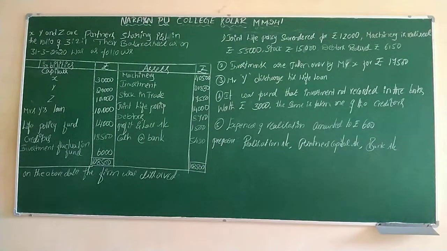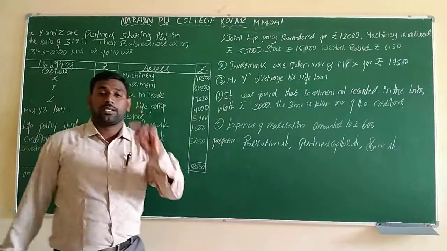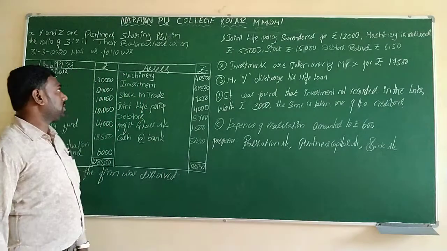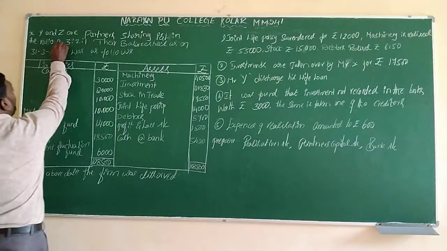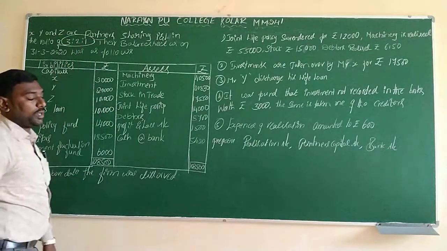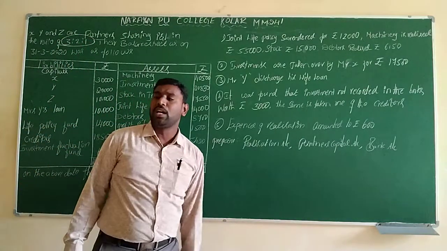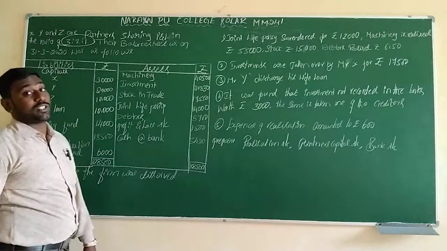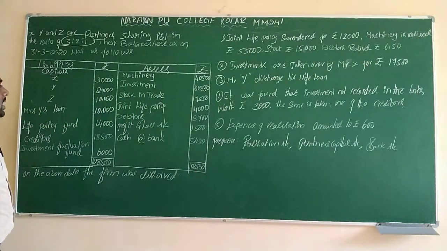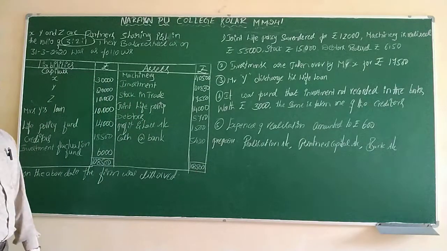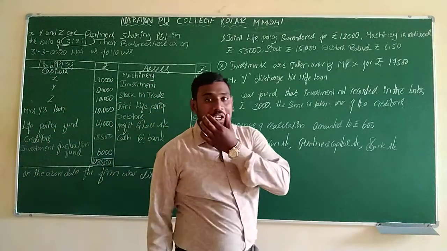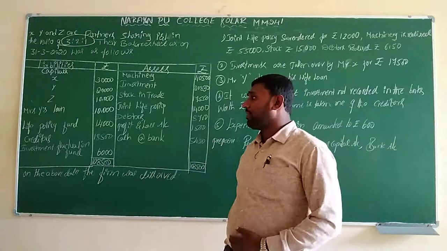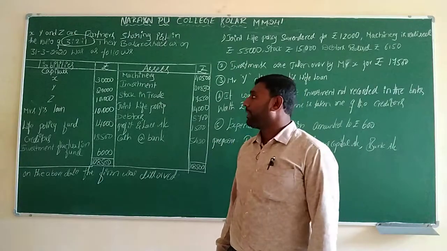X, Y and Z are partners. So how many partners are there? Three partners are available in our partnership business. They share profit and losses in the ratio of 3:2:1, so the profit sharing proportions are 3/6, 2/6 and 1/6. Their balance sheet as of 31st March 2020 was as follows. So balance sheet is also given, and with the help of this balance sheet we have to prepare the accounts.